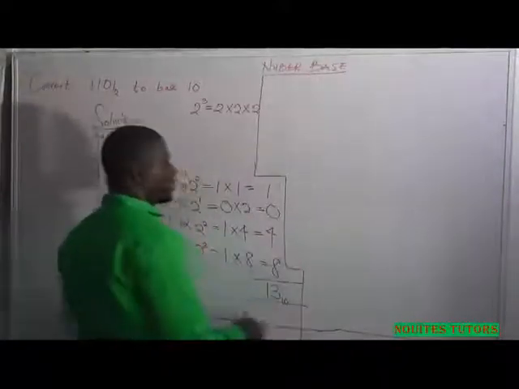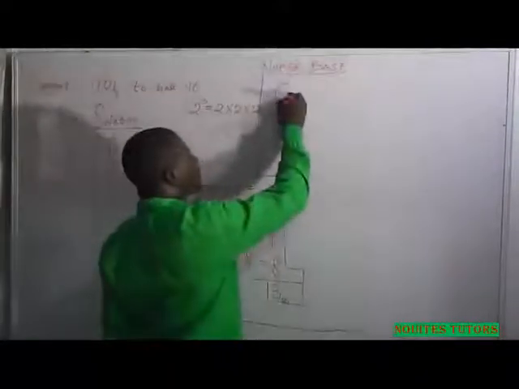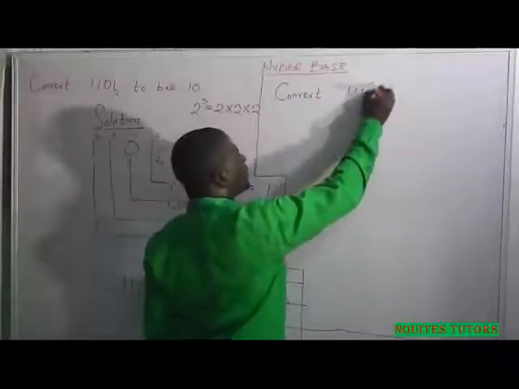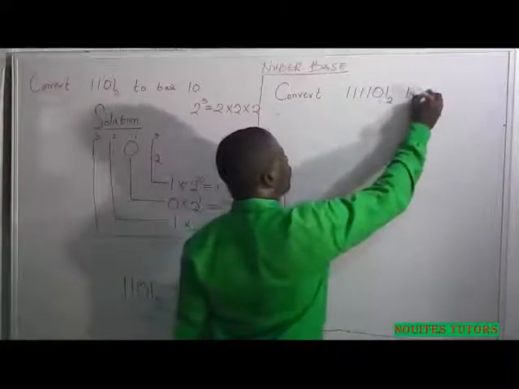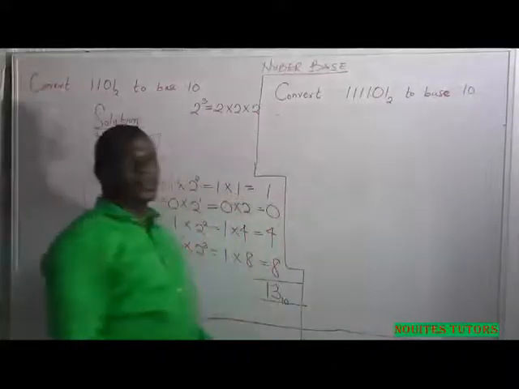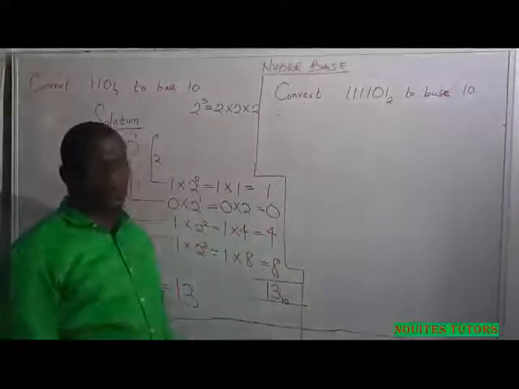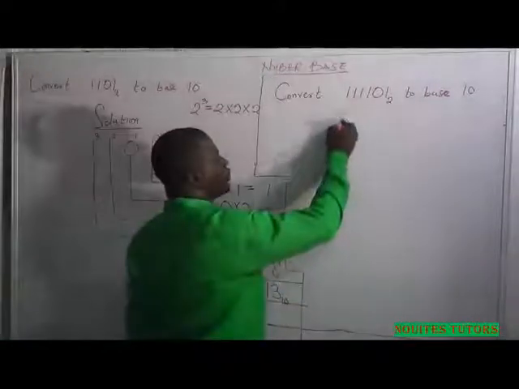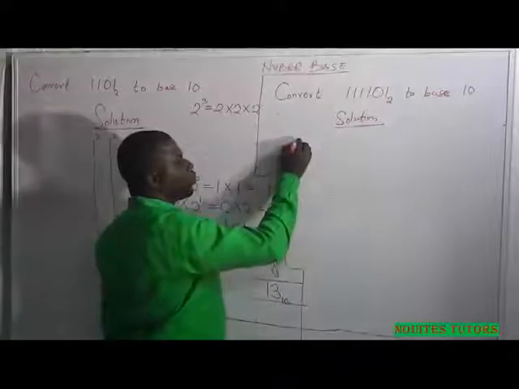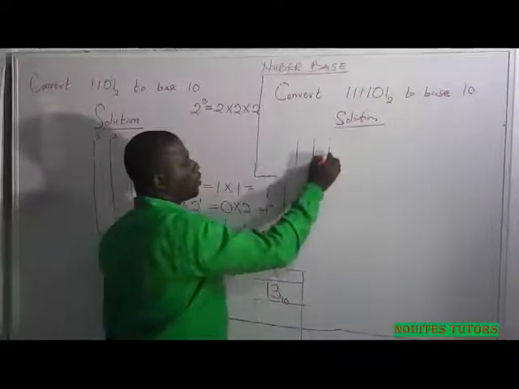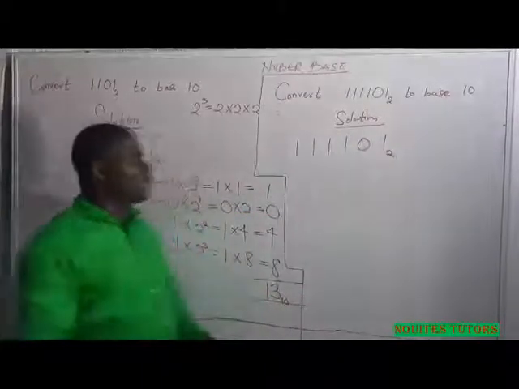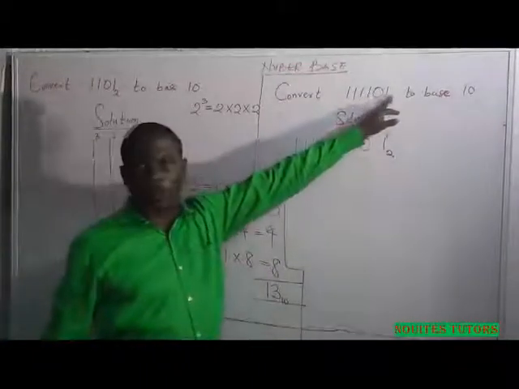Let's take for example that you have to convert 111101 base 2 to base 10. Look at this. So how do you convert this? So solution. Write out those numbers. 1 1 1 1 0 1 base 2. You know that's what you are given. 1 1 1 1 0 1.